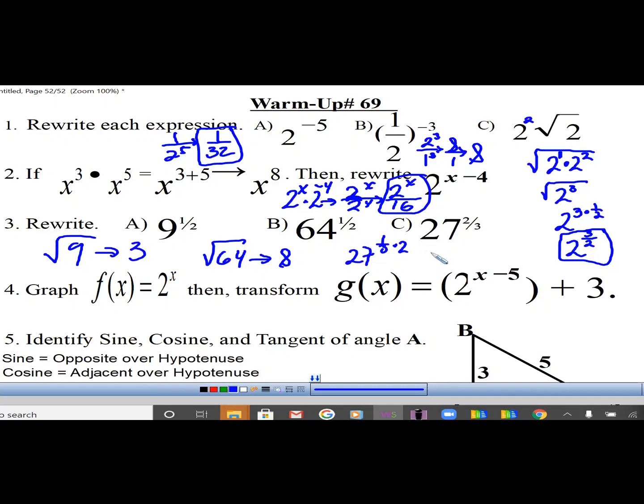27 to the 1/3 becomes cube root of 27. And then we need to raise that to the second power. Cube root of 27, or a number times itself 3 times to give us 27, is 3. So the second power is 9.